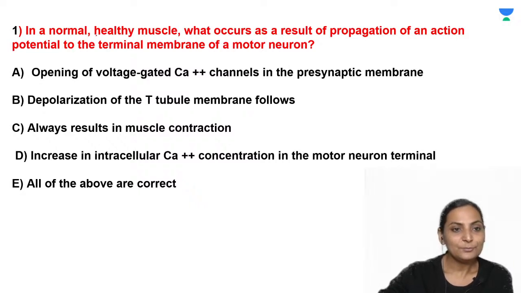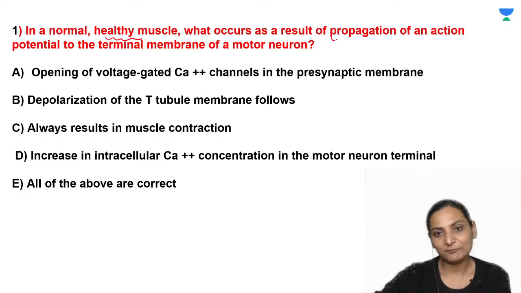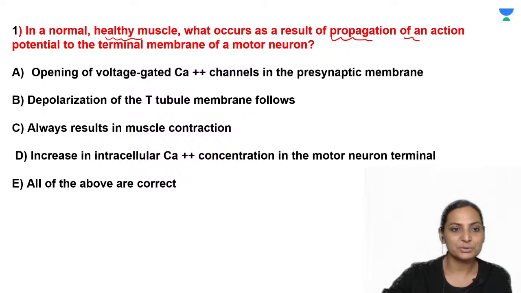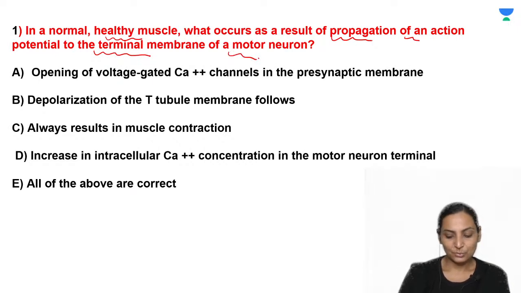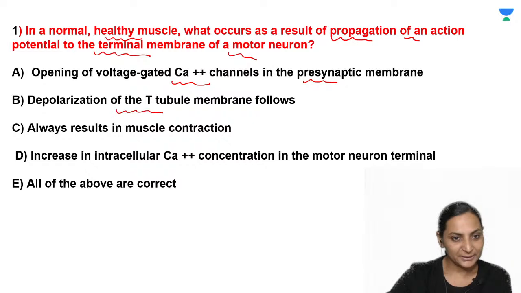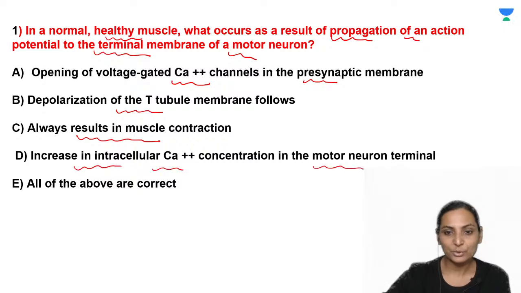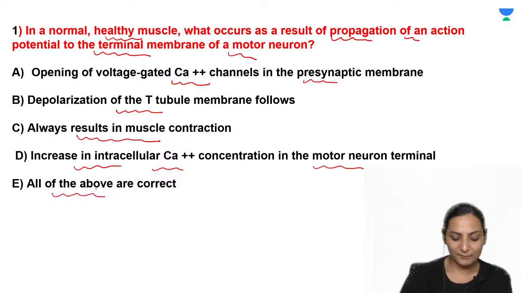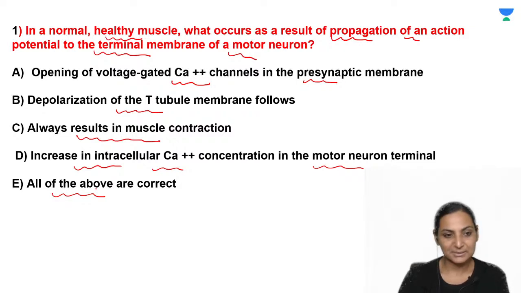In a normal, healthy muscle, what is going to occur as a result of propagation of an action potential to the terminal membrane of a motor neuron? Your options are: A, opening of the voltage gated calcium channels in the presynaptic membrane; B, depolarization of the T tubule; C, always will result in muscular contraction; D, will cause an increase in the intracellular calcium concentration in the motor neuron terminal; or E, that all of them are correct. So come up with your answers, boys and girls. A, B, C, D, E.